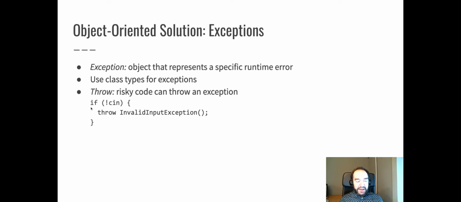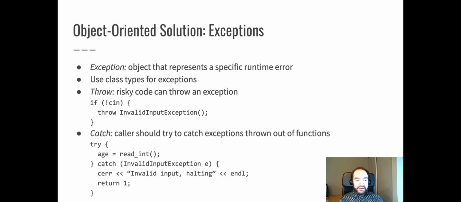And here's an example of that. You could say if cin is bad, then throw an invalid input exception. And this would work if invalid input exception is a class type that has been defined. The caller catches an exception. Kind of the inverse of throwing is catching. So anytime a caller calls a function that might throw an exception, it should attempt to catch that exception.